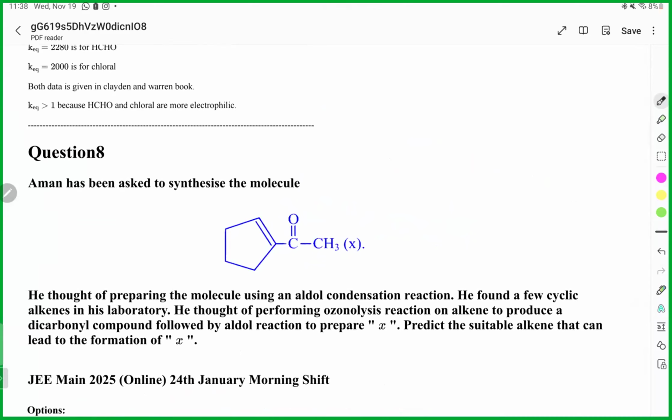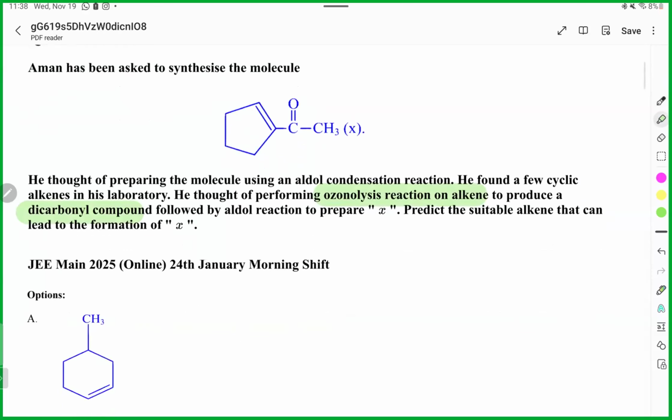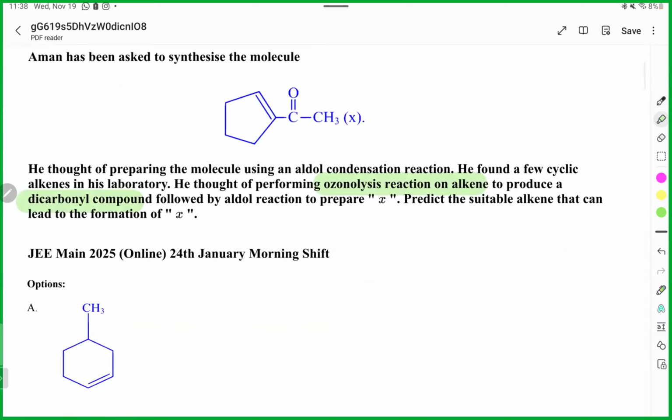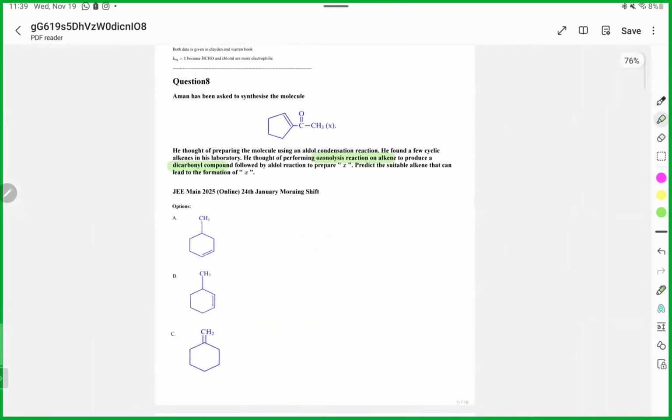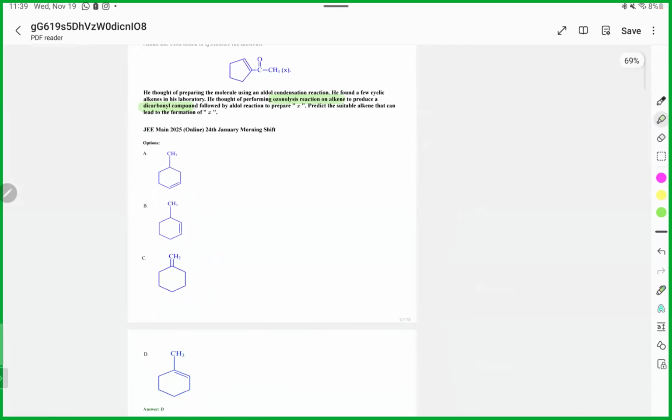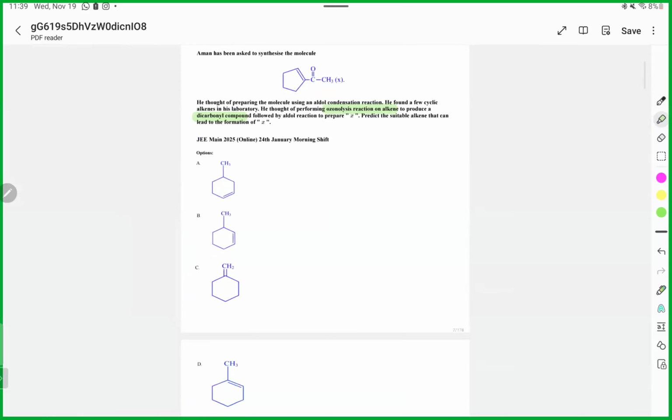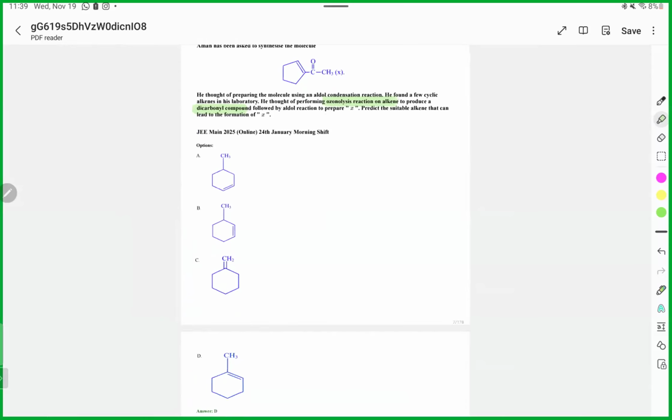Aman has been asked to synthesize the molecule. He thought of preparing the molecule using aldol condensation. He found a few cyclic alkenes in his laboratory. He thought of performing ozonolysis. I'm looking at this part only: ozonolysis reaction of an alkene to produce a dicarbonyl compound and then aldol. Aldol we can't do now, but he will take one compound, do ozonolysis and produce the dicarbonyl. What should be the molecule? I will show you options.